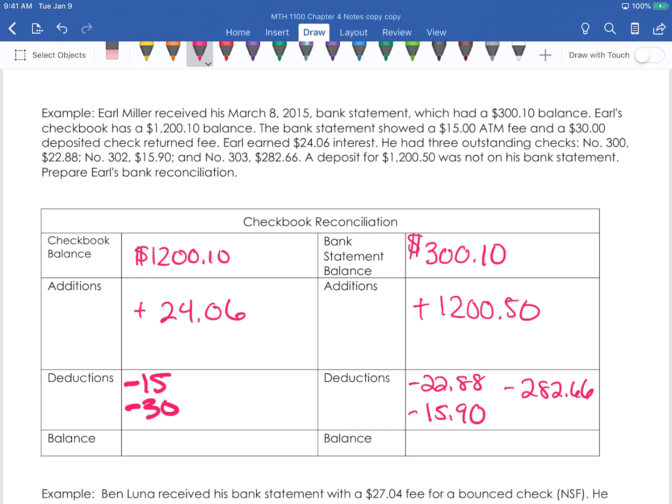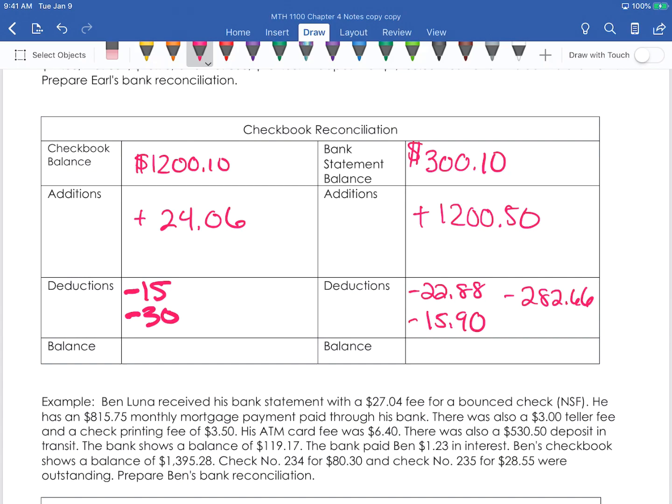Now it says we're going to prepare Earl's bank reconciliation. So now we're going to start with our checkbook balance, and we're going to add and subtract our additions and deductions and see what we get. So I'm going to take $1,200.10, add the $24.06, subtract 15, subtract 30, and when I do that on the calculator, I get $1,179.16.